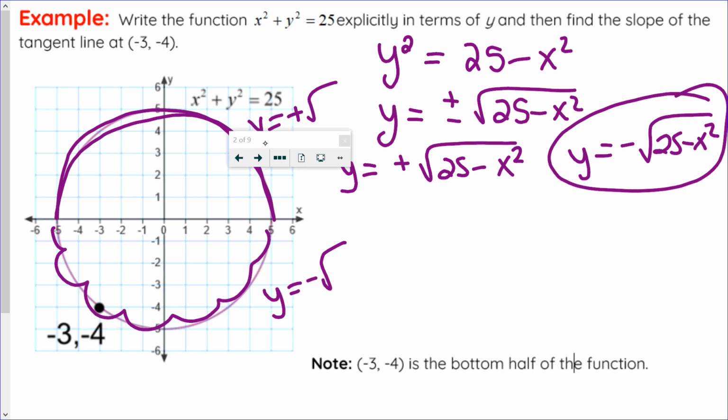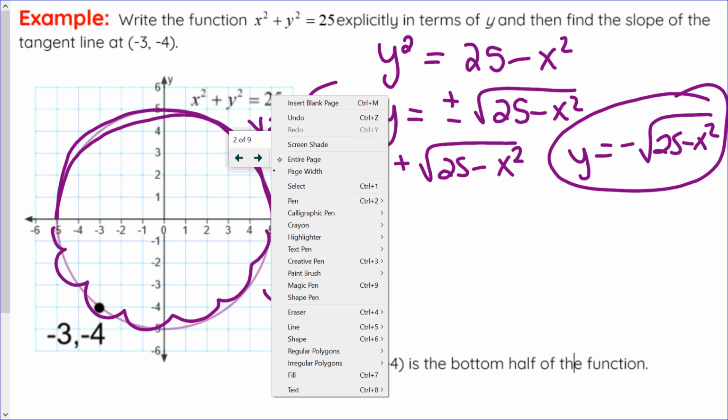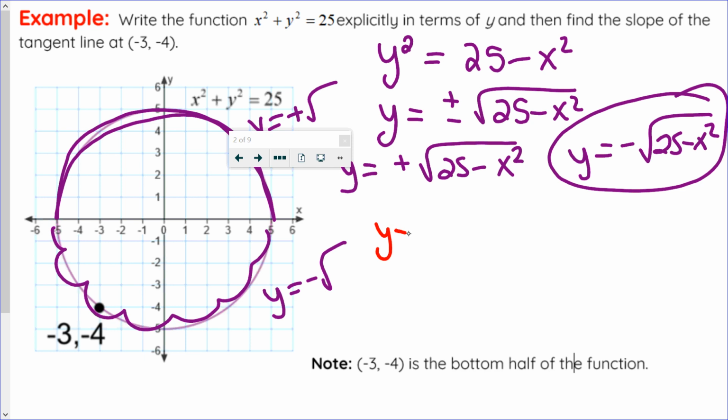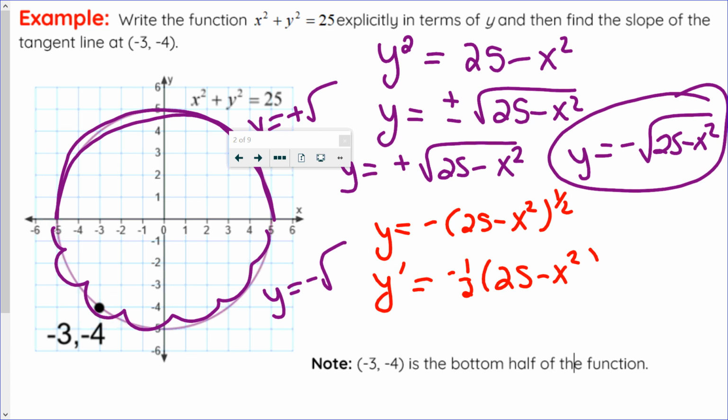So let's write this as an exponent instead of a root. Let's write this as y equals negative (25 minus x squared) to the 1/2. Then when I want to take the derivative of that, I'm just going to bring the half down, so it'll be -1/2, (25 minus x squared), decrease my power by 1, and then the derivative of the inside, which is -2x. Now I'm only trying to find the slope, and I have a specific point, so I don't need to simplify any further than that. I can just plug my values in.